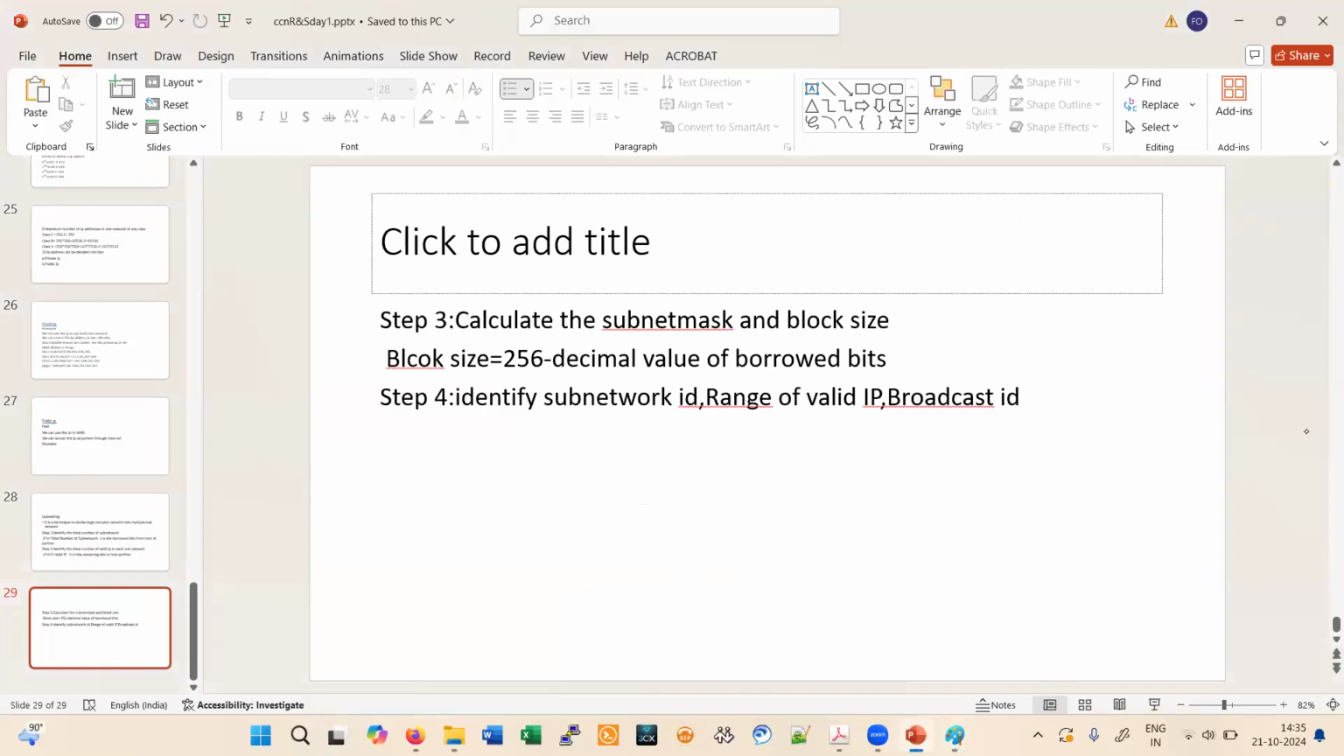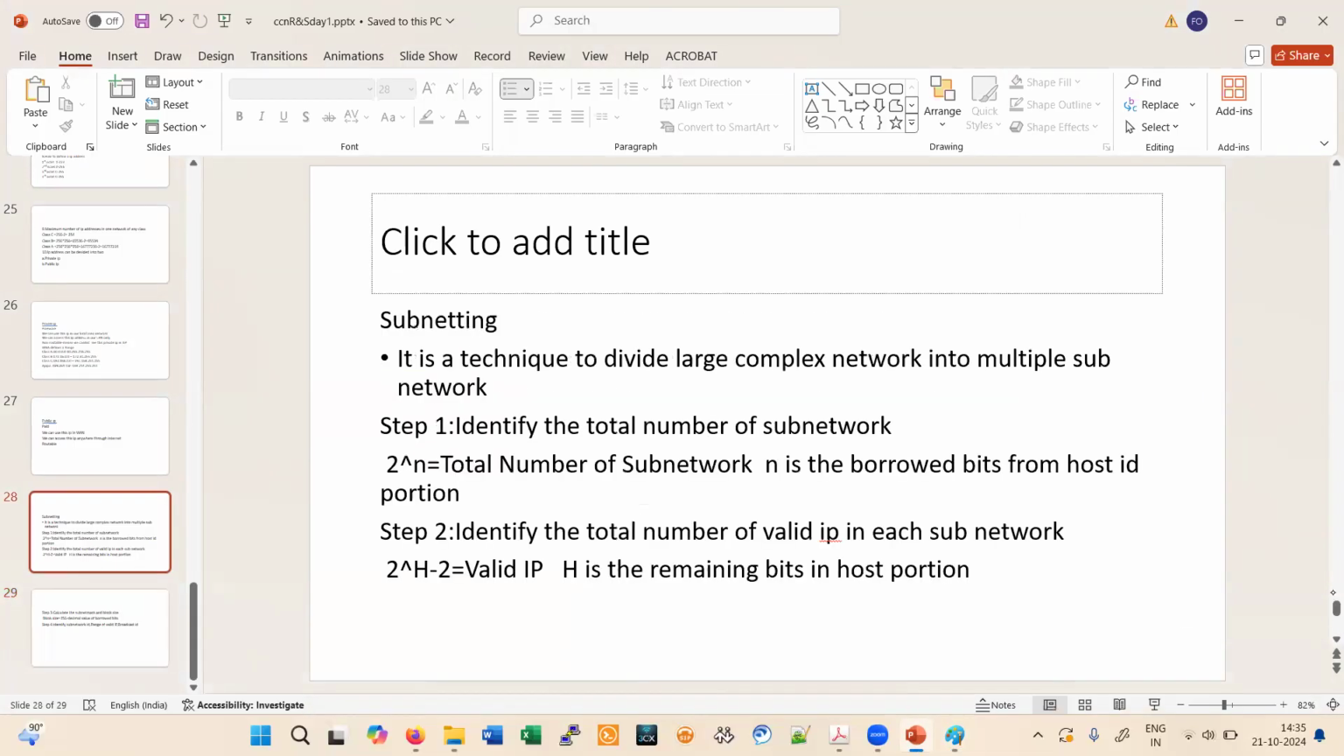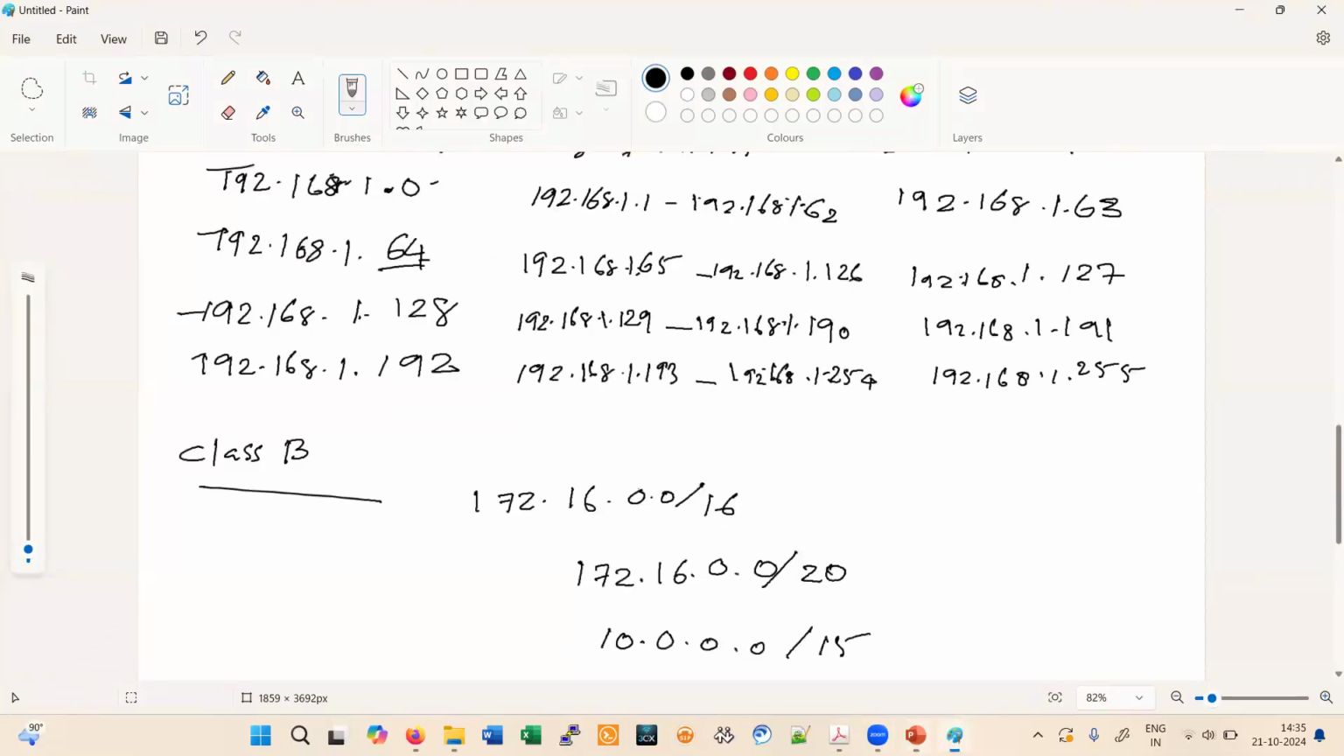Okay. And block size also you can calculate. So I hope you guys got it.